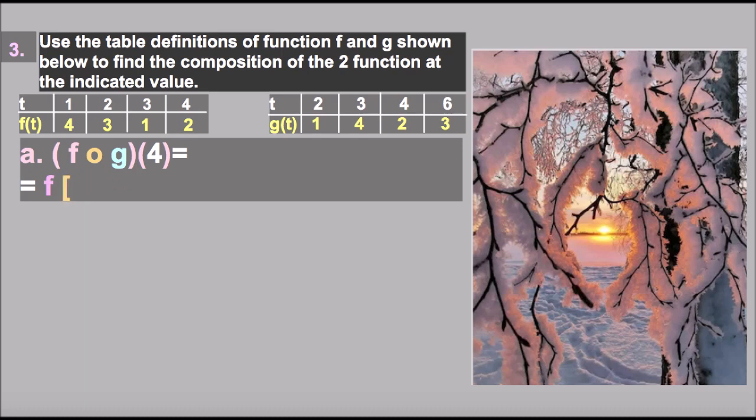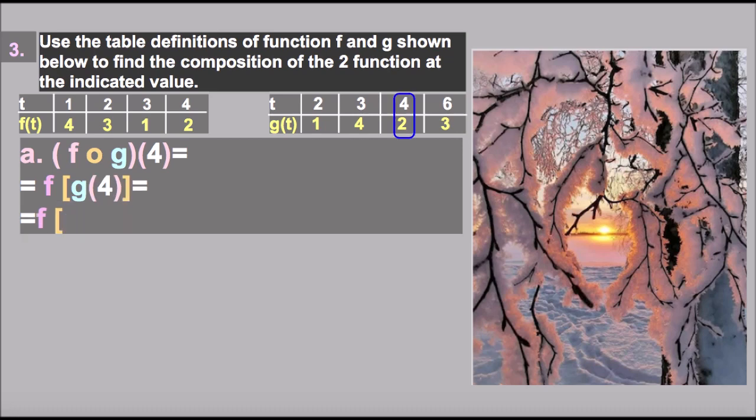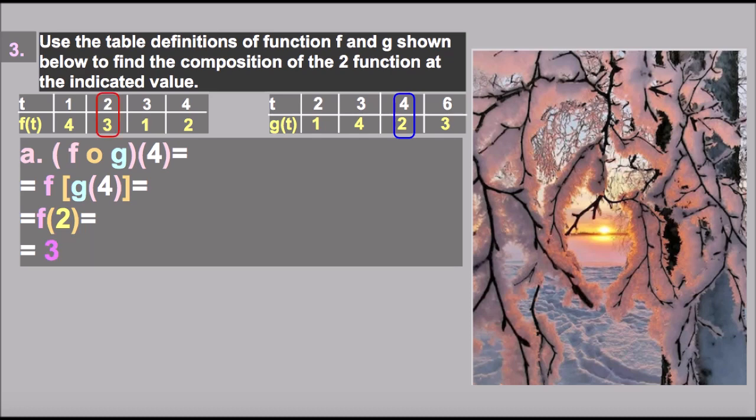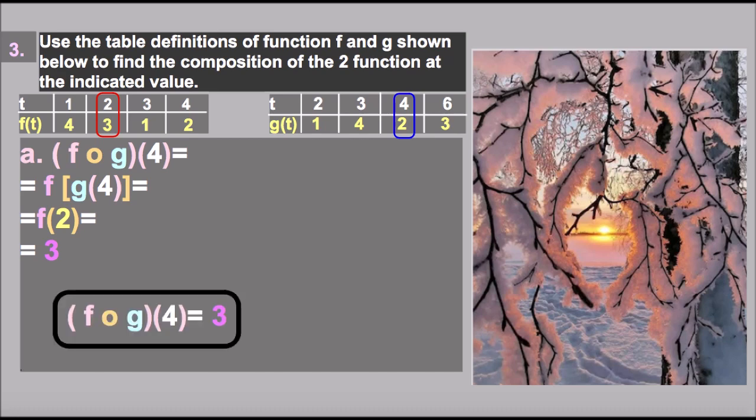Translating this, we get f of the composition of g of 4. g of 4 is equal to 2, thus we just have f of 2. f of 2 is equal to 3 according to the table, so the final answer of f composed with g of 4 is equal to 3.